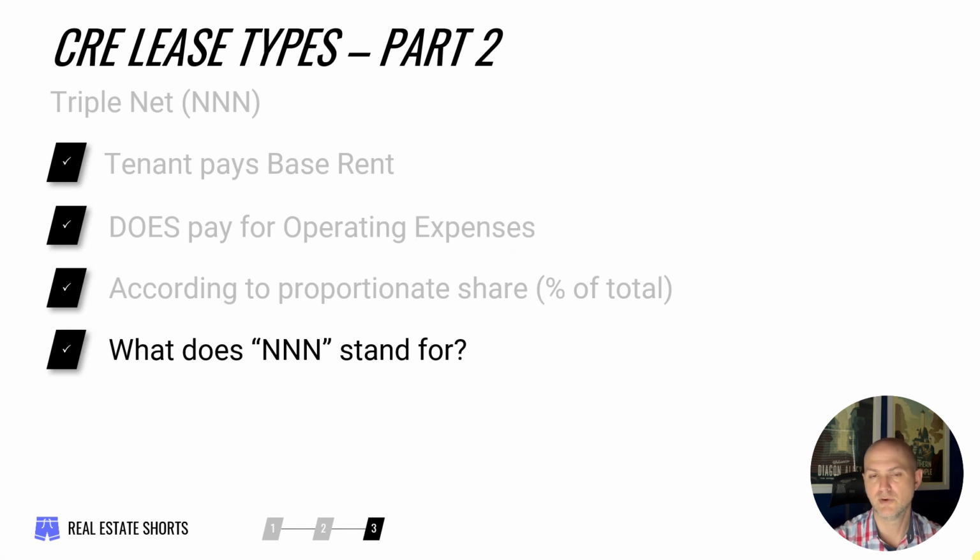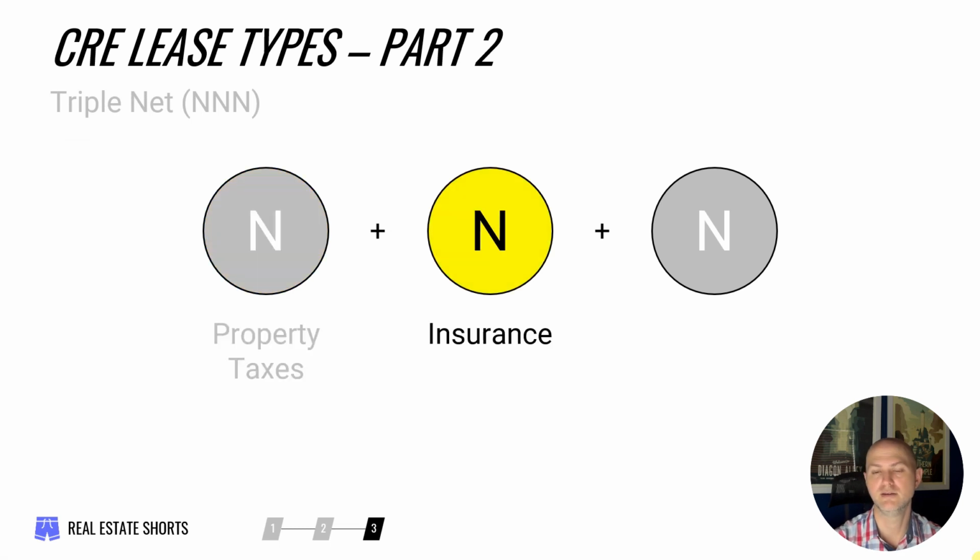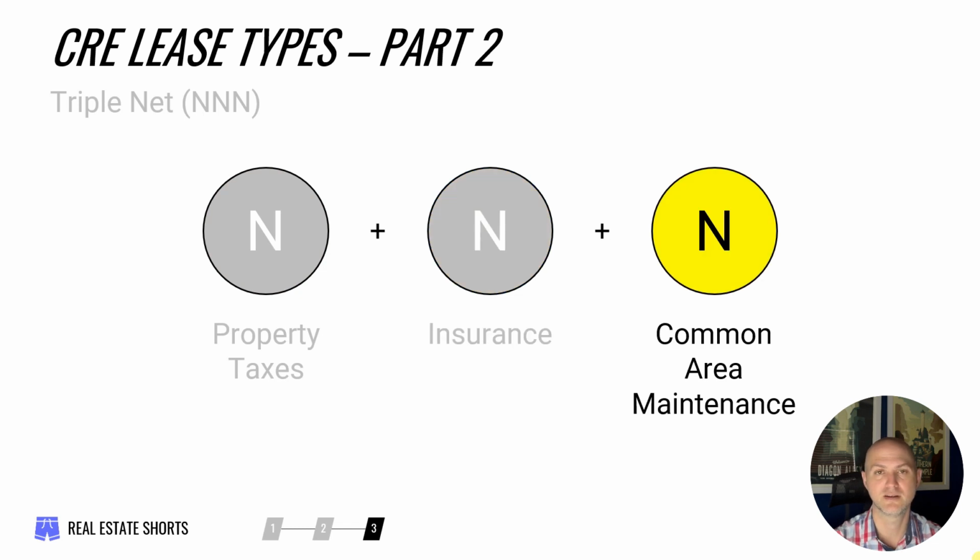So this may beg the question then, right? If that's the structure, then where does the name come from? What does triple net even mean? So let's talk about each one of these Ns. So the three Ns of a triple net. The first N is the property tax category. The second N is the insurance category. And the last N is the catch-all category or the umbrella category of common area maintenance.